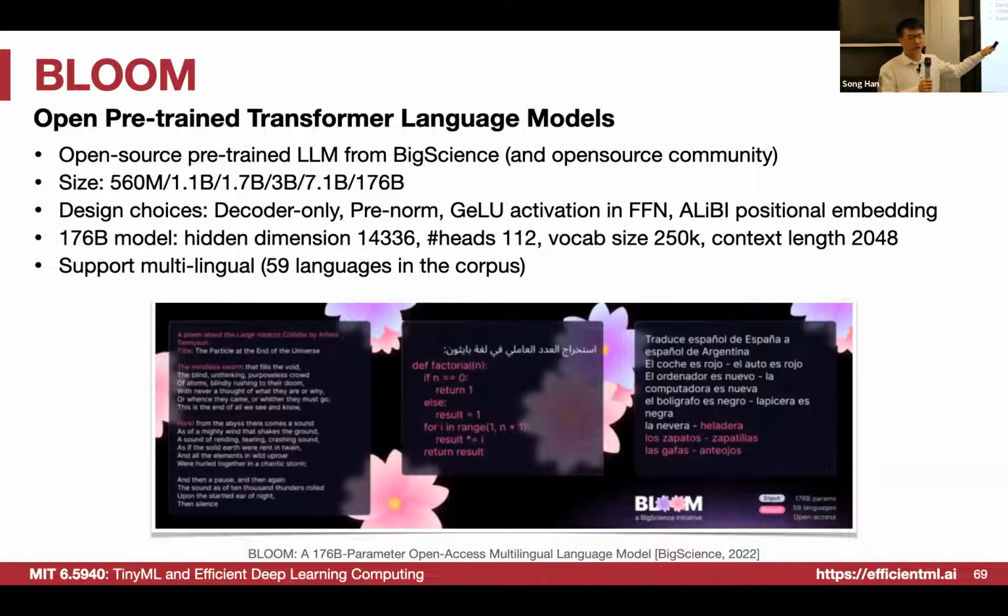There's also the Bloom model, which uses pre-norm and also the GELU activation function. It uses the ALiBi positional embedding. Remember the ALiBi positional embedding, just adding this relative position into the attention map: 0, -1, -2, -3. And it supports multilingual, 59 languages in the corpus.